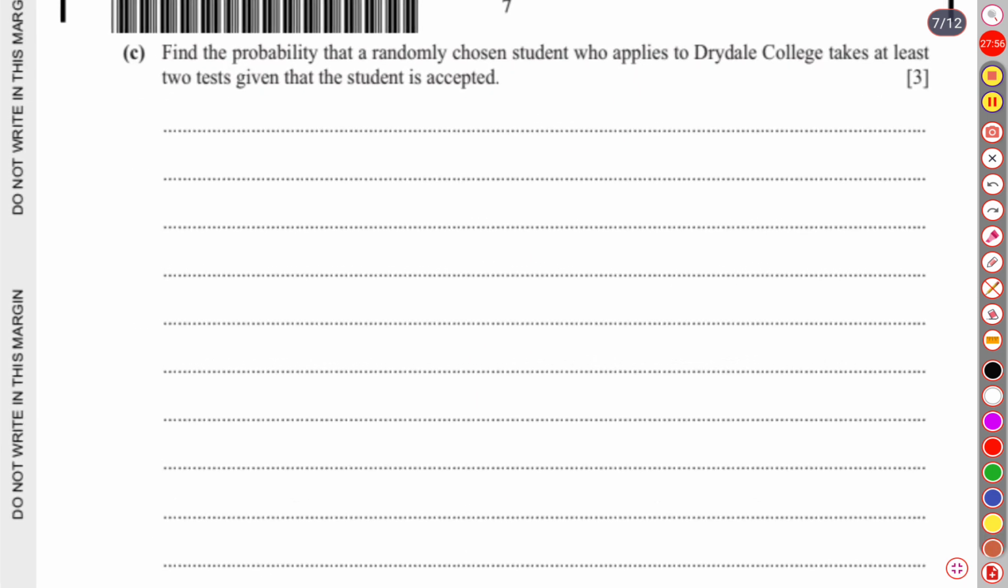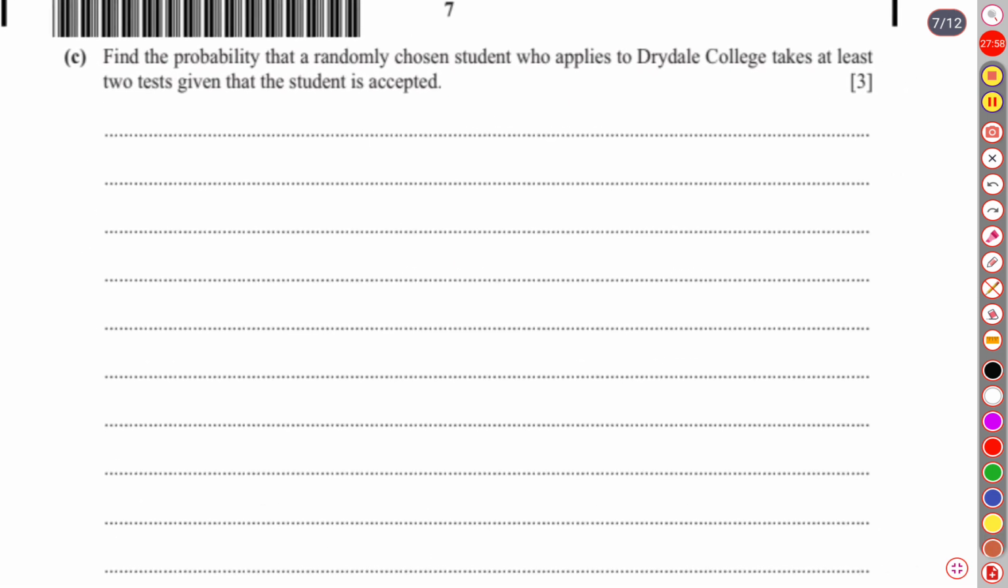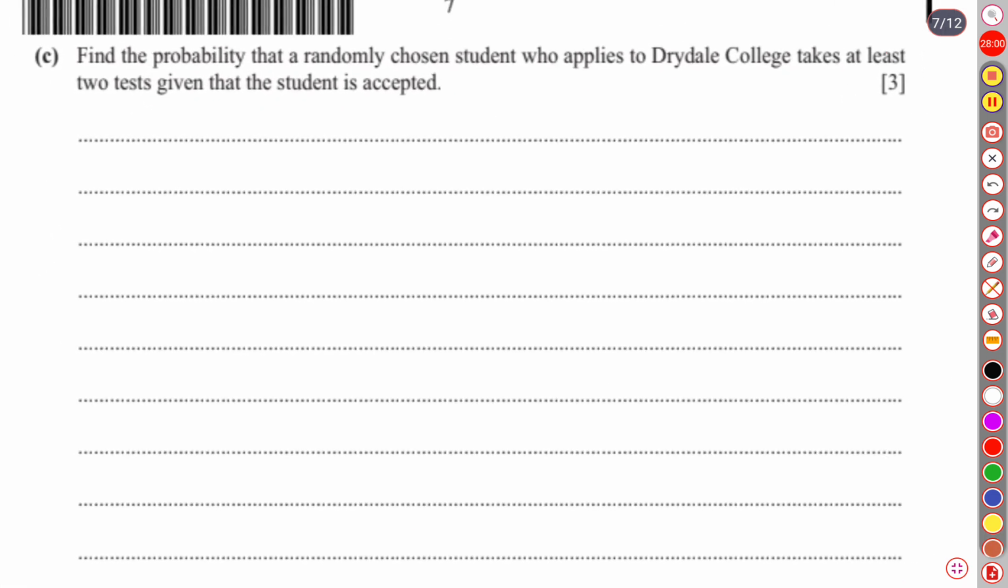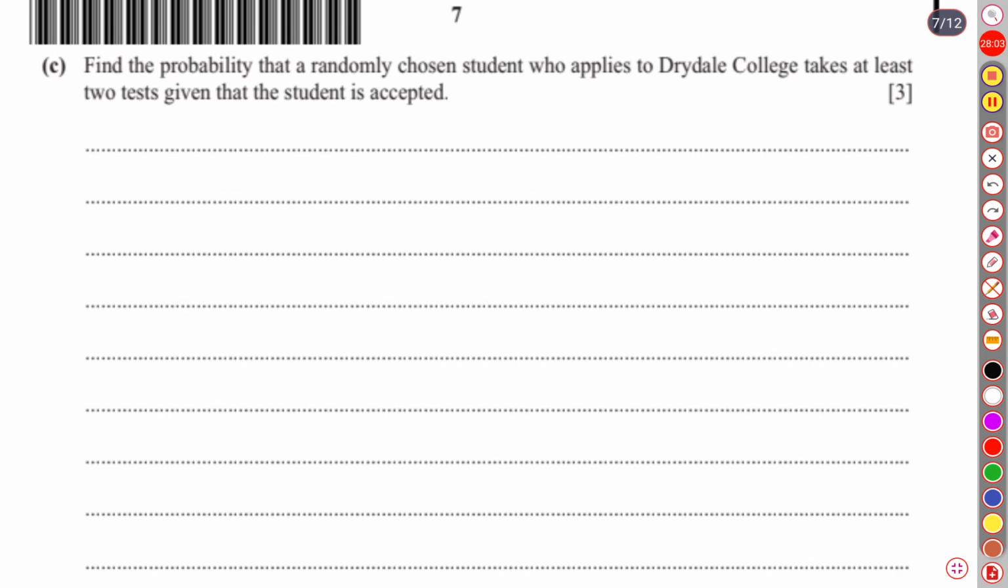Find the probability that a randomly chosen student who applies to Drydale College takes at least 2 tests, given that the student is accepted. So after the second test he was accepted. That means first time he was given a chance to take part in the second test, and second time also he has been given a chance to sit again. Then finally in the third chance he was accepted.